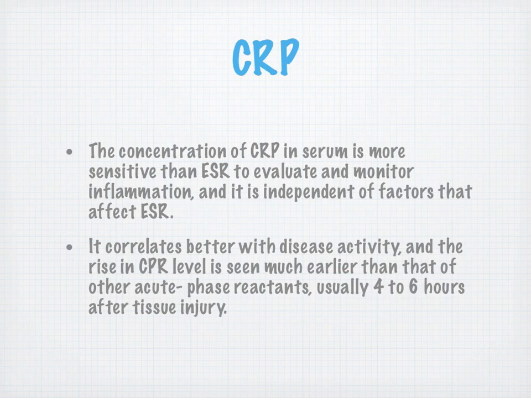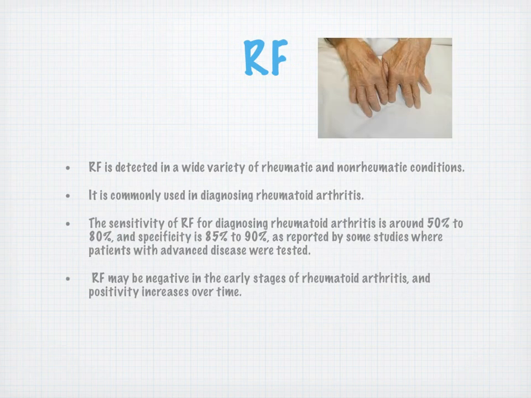There you go. The concentration of CRP in serum is more sensitive than the ESR to evaluate and monitor inflammation, and it's independent of those factors that affect the ESR. It also correlates better with disease activity, and the rise in the CRP level is seen much earlier than that of other acute phase reactants, usually 4 to 6 hours after tissue injury.